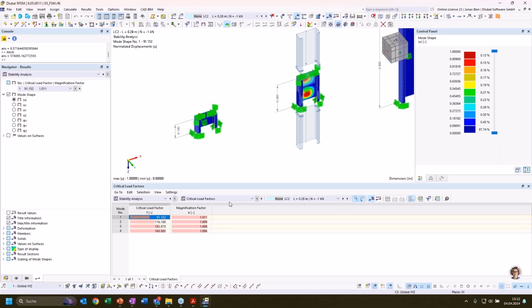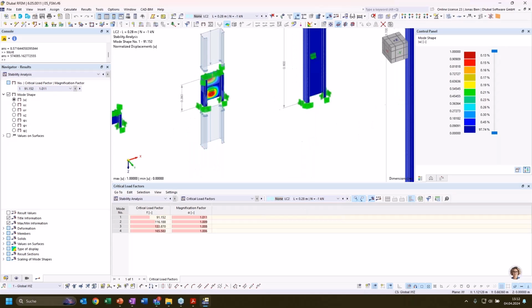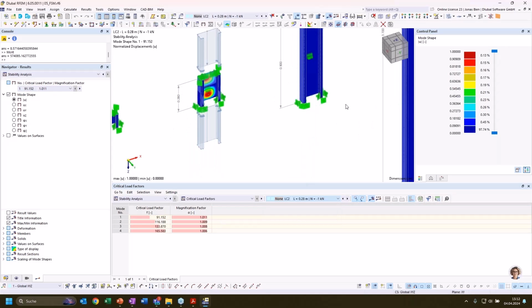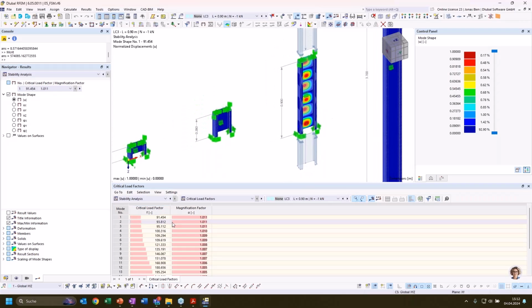And what is also important to note is that the critical load factor is not changing significantly. So the first, or the most relevant, critical load factor is not changing a lot when we compare the three smaller column segments here. We are always around a factor of 90.